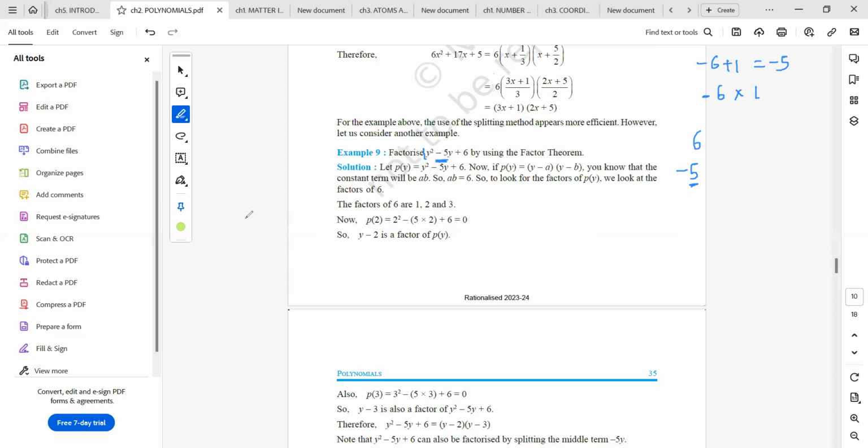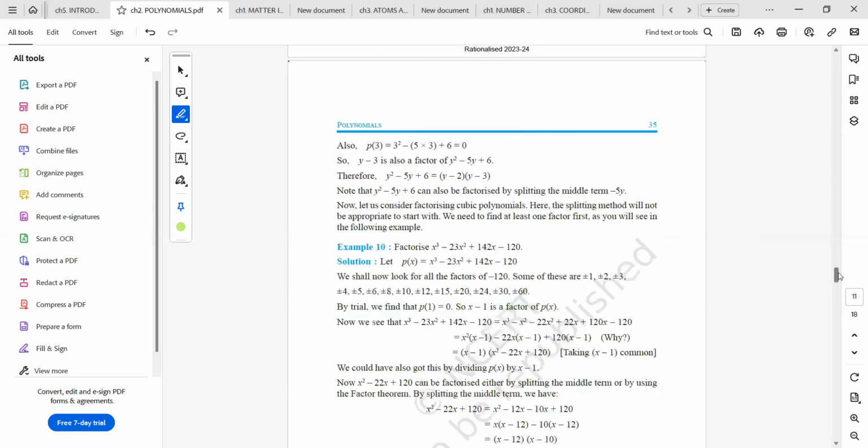Okay. So that is how you can factorize. Clear? So that is the simple trick you need to use, that you need to find two digits whose multiplication is this. And if you add them, you will have the middle term.